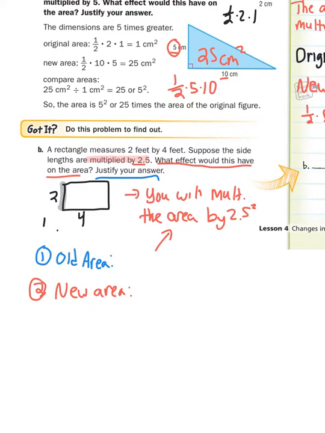All right, so the old area of the rectangle, just length times width, is 2 times 4, which is 8. So it's 8 square feet. Okay, that's our old area. Now, according to our prediction, to find the new area, we're going to multiply that 8 by 2.5 squared. So I want you to do that. Type in 8 times 2.5 squared and see what you get.